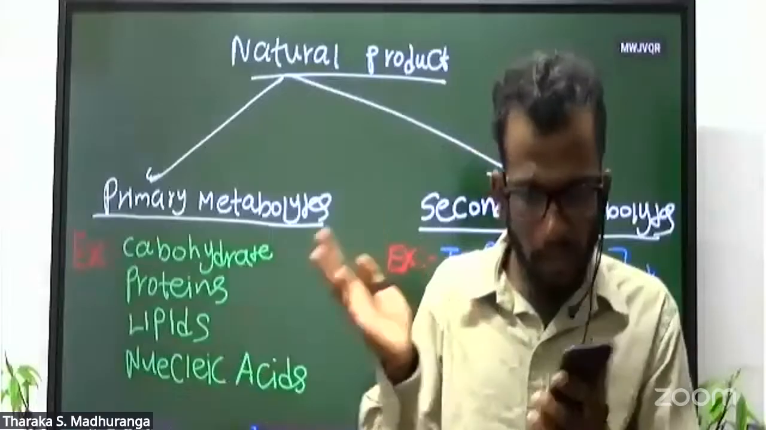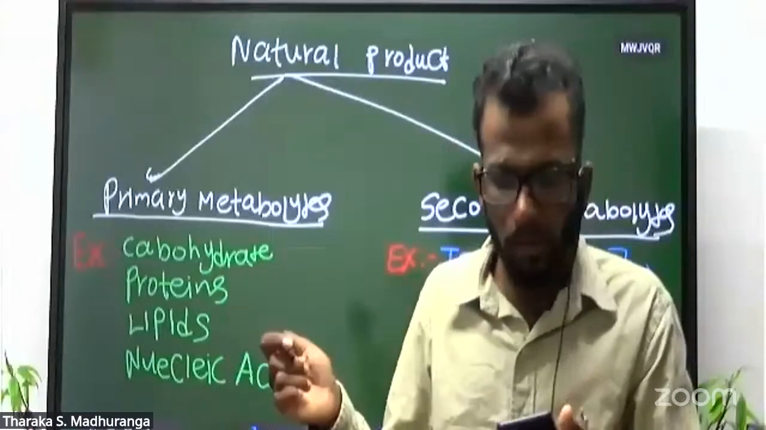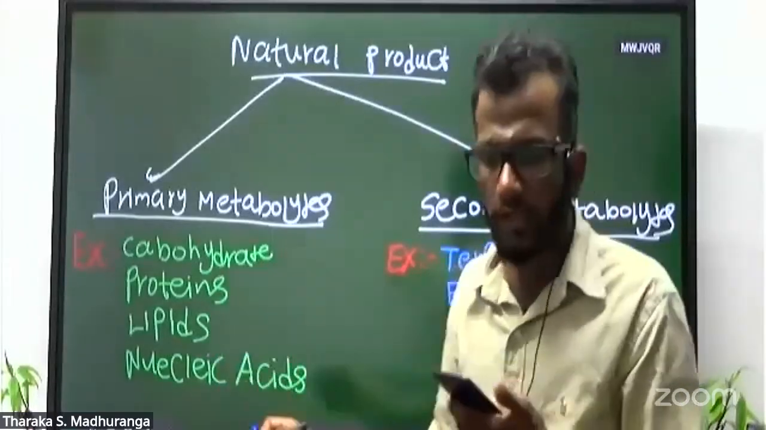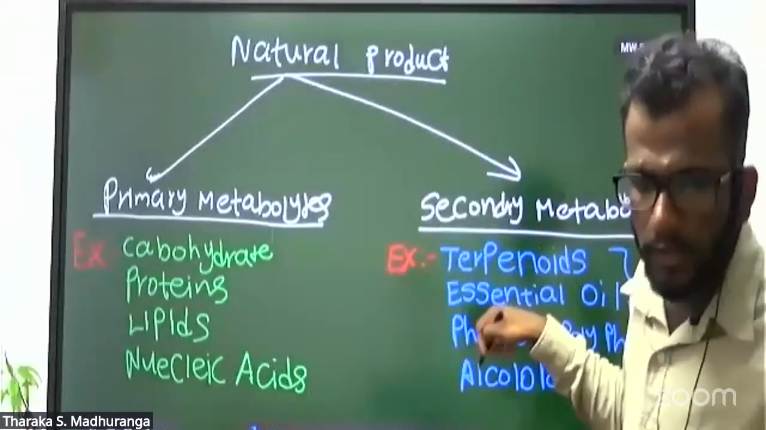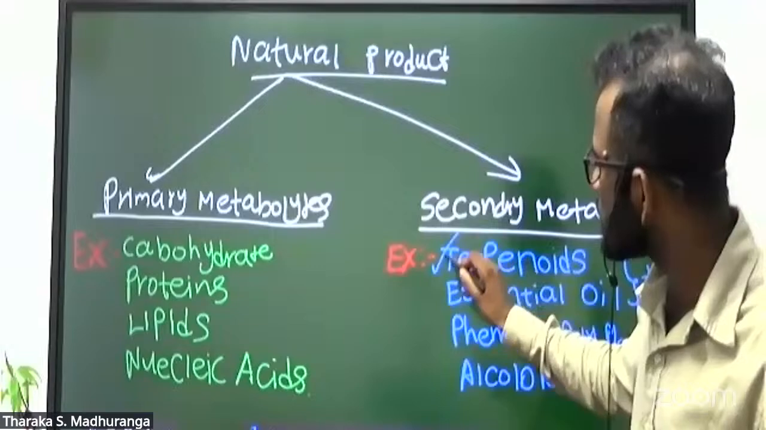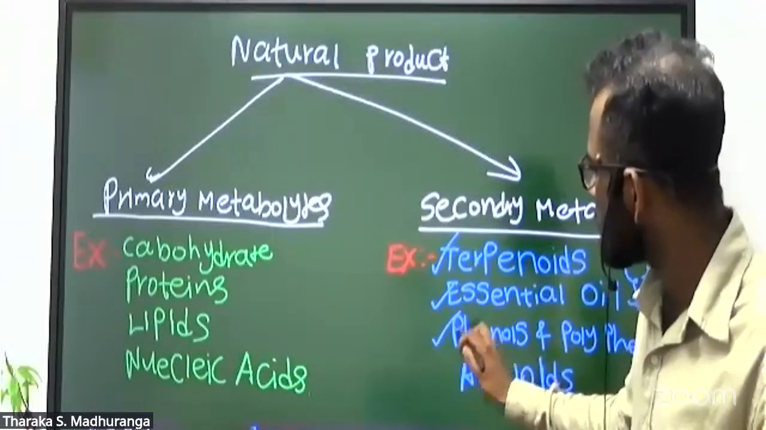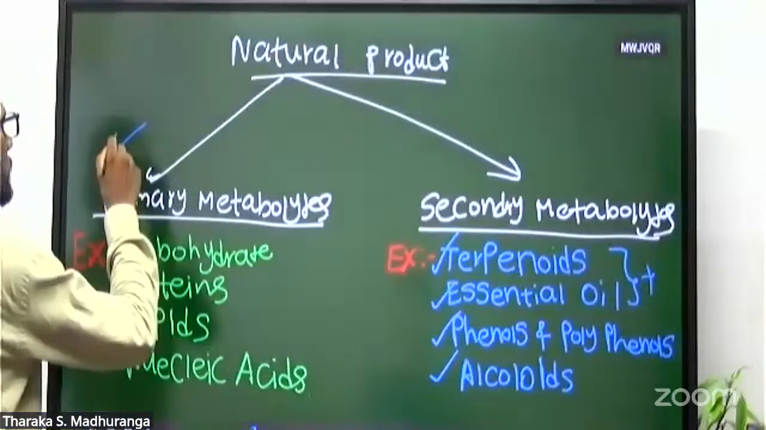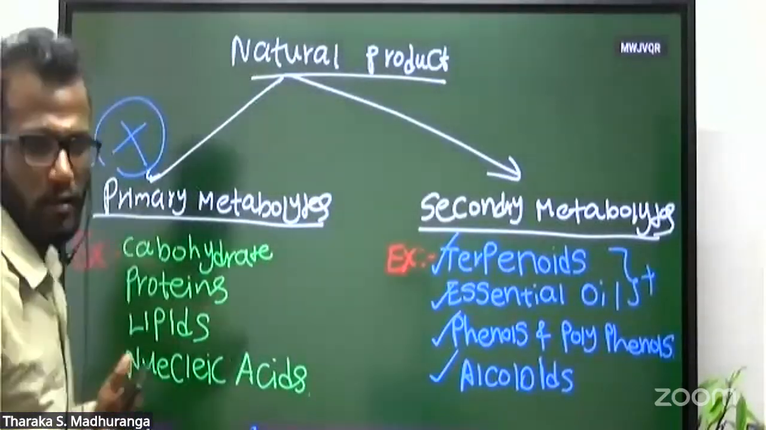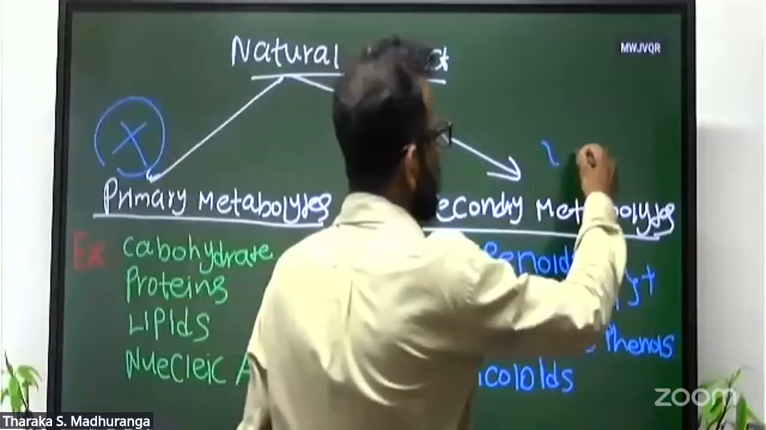In the next part we are going to discuss each secondary metabolite one by one. We are going to discuss what terpenoids are, what essential oils are, and what phenols and polyphenols are. The primary metabolites part is finished. We're not going to discuss it again. We are going to discuss only secondary metabolites.